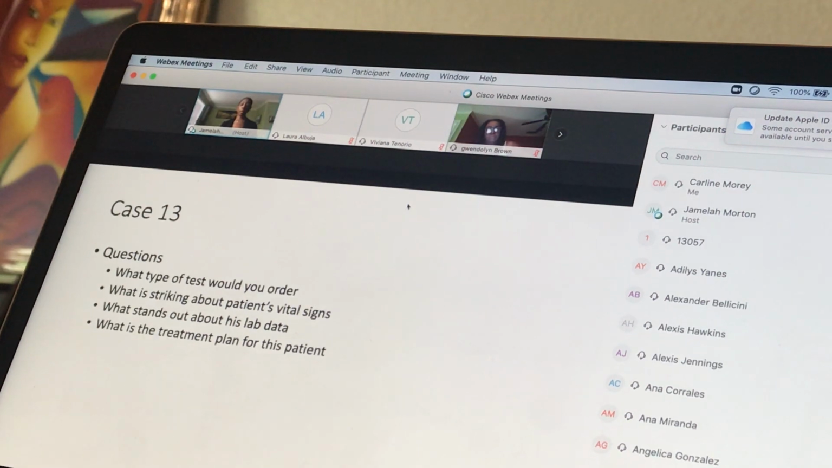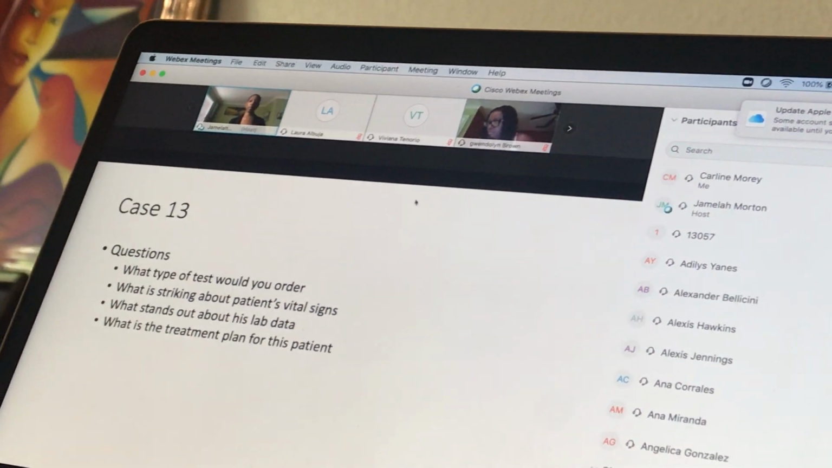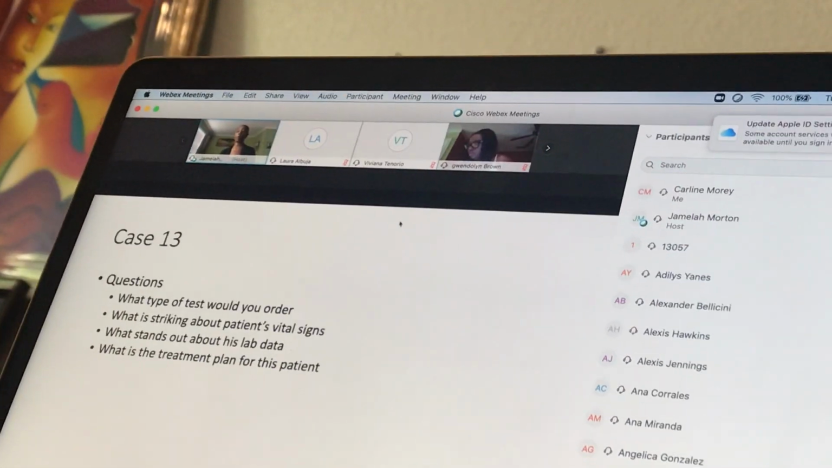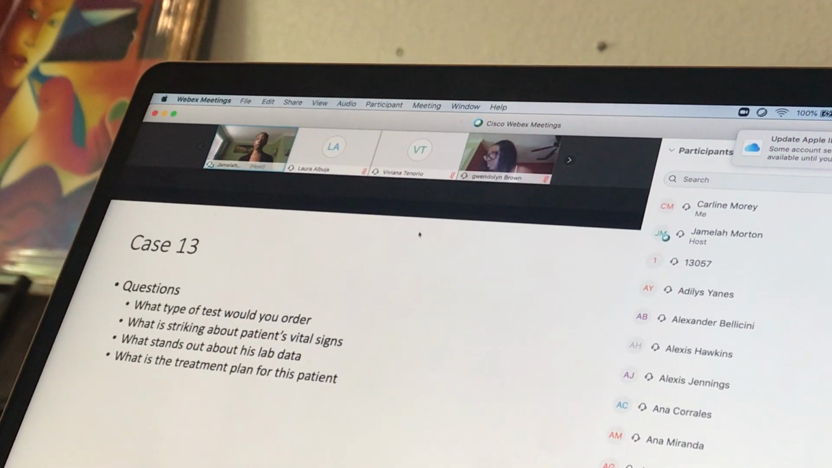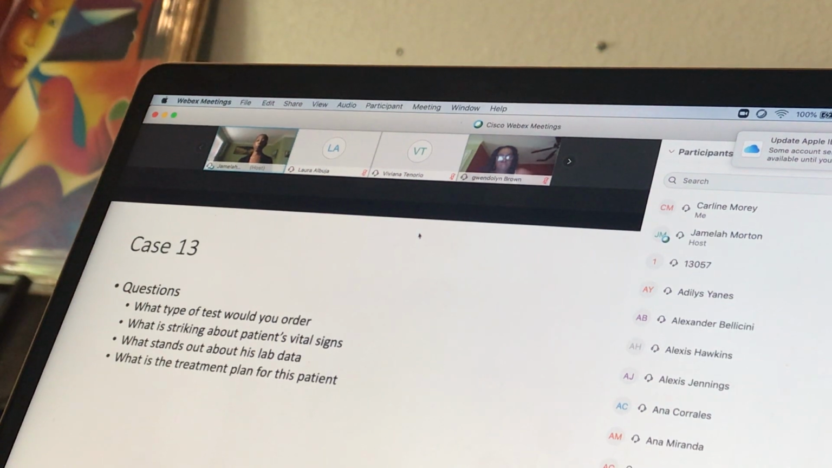What's striking? We talked about the vital signs, the blood pressure and the platelets. What stands out in the labs? We talked about the platelets, I'm sorry. And the treatment plan for the patient depends on what's going on. If he does have a bleed, blood pressure actually needs to be reduced before we do anything else. And then we probably have to consult the neurosurgical team to see what the treatment is. Yes, for sure.